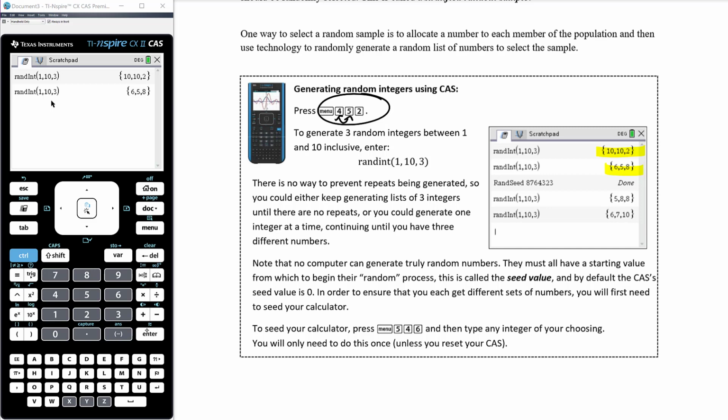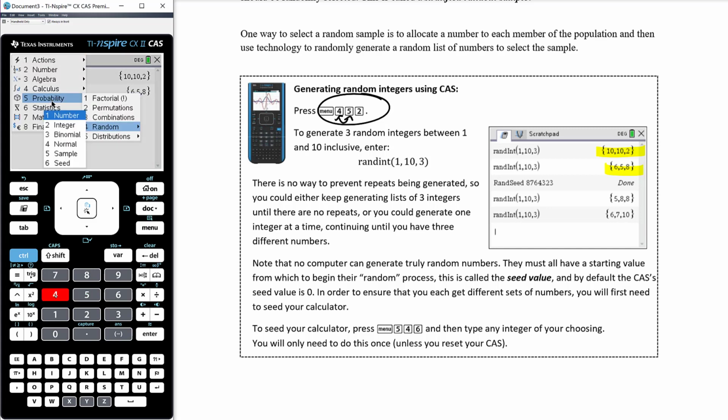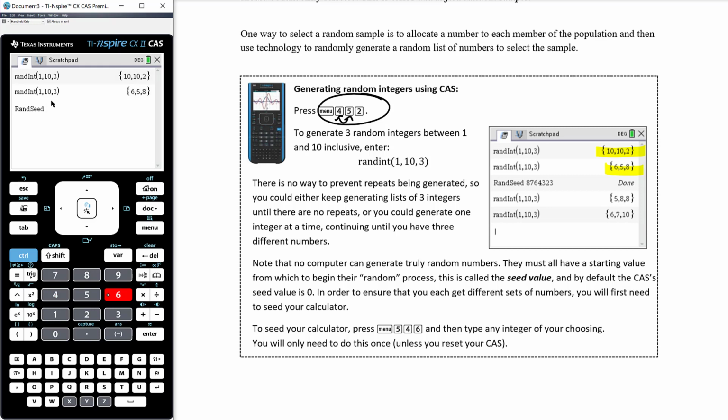Okay, so we all need to seed our CAS, okay, which means we're going to go to menu, 5 for probability, 4 for random, and we're going to go to 6 seed. And we're going to type a number, okay. One way to ensure that we would all get different numbers would be to type in our mobile phone number. Now I'm not going to type my mobile phone number in on YouTube. I'm just going to press the buttons randomly. I'm going to press enter, and now I've seeded my CAS with something different, okay.